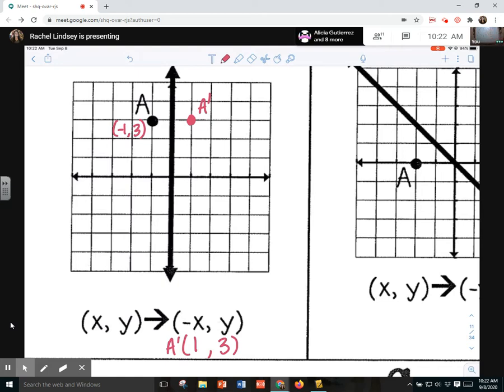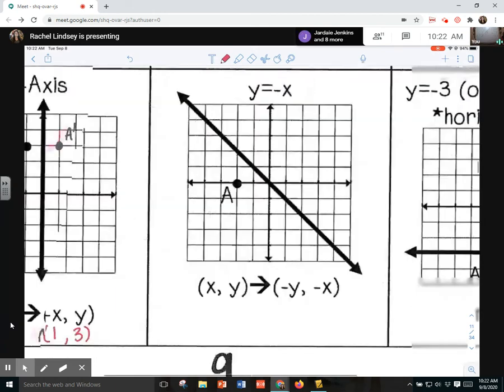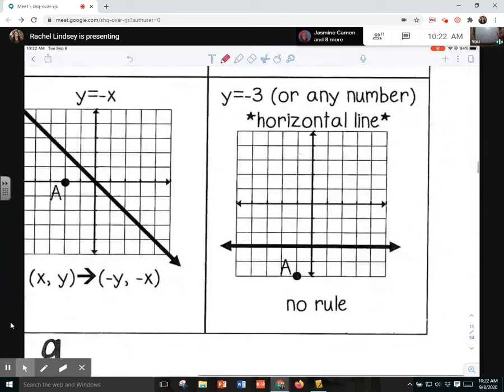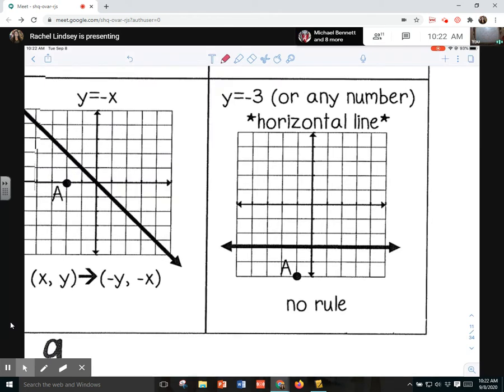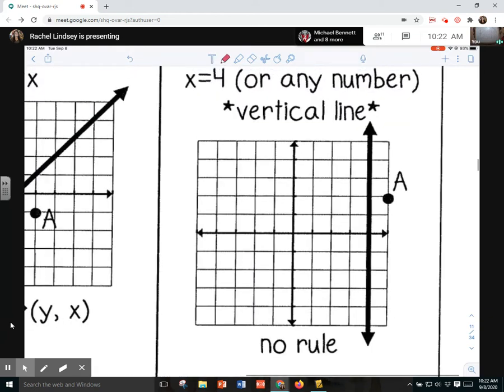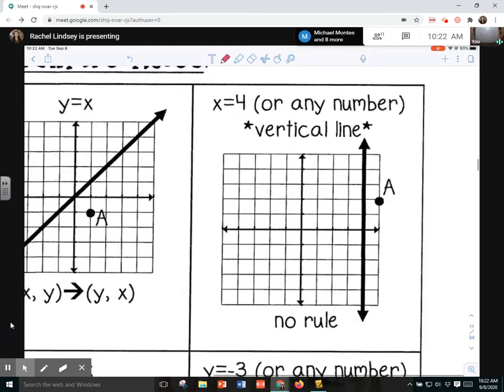Okay. And notice that if you look over at the right side of the paper, I have a thing that says y equals a number. Notice that when we were just looking at the y-axis, it goes up and down, but when you have y equals a number, it goes side to side. It's always opposite of the axis. Same with x equals a number. It's opposite the direction of its axis.